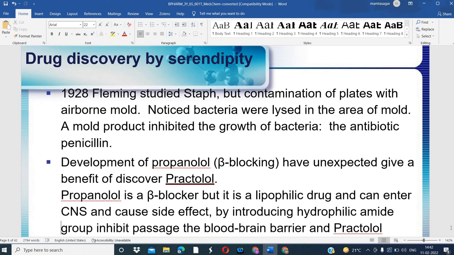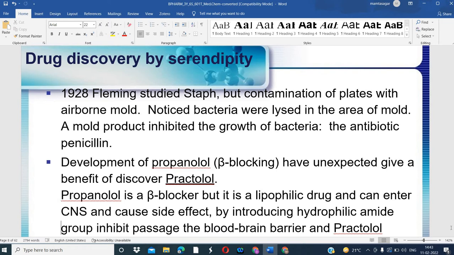Propranolol. Okay. Beta blocking. Okay. Unexpectedly, it gave a benefit: the discovery of practolol. So this is the drug. If we make some kind of development or change in the propranolol drug, there is a discovery of practolol. Okay. So propranolol is a beta blocker, but it is a lipophilic drug and can enter the CNS.